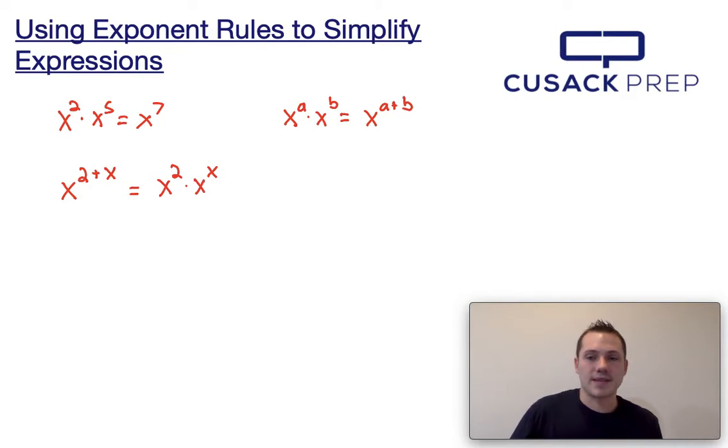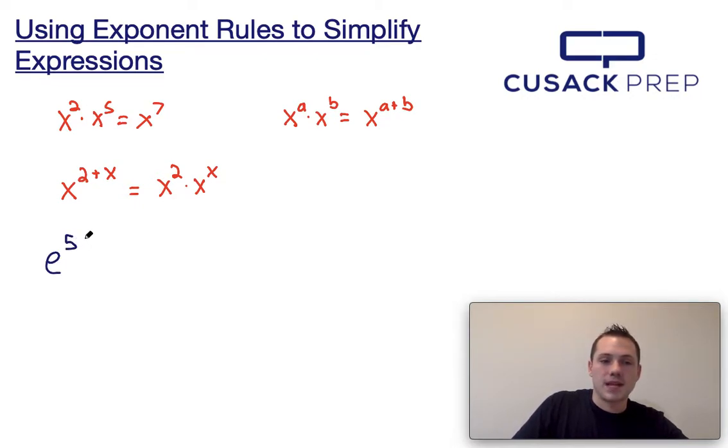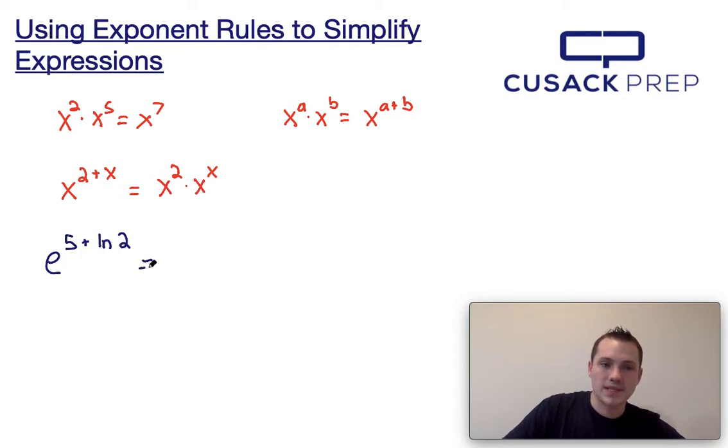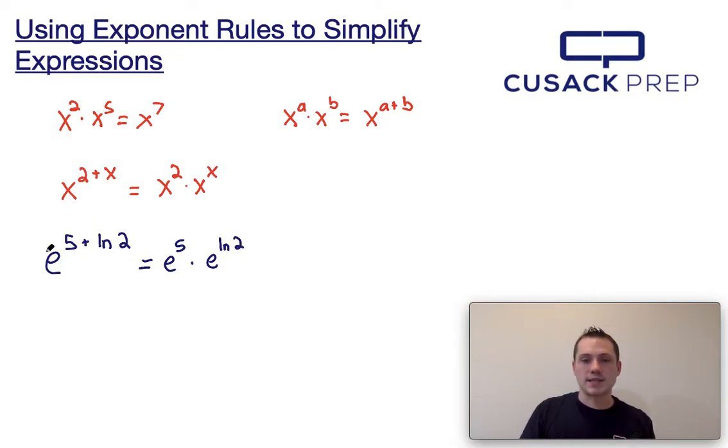So let's take a look at another example where you may find this a little bit more helpful. So let's say we had something like e to the fifth plus ln of, let's say, 2. So let's see if we can make this any simpler by splitting it up. Well, what we can start by doing is turning this into e to the fifth times e to the ln of 2, because we know that that's allowed, because adding the exponents is the same as multiplying the base. If you want to check, just verify that you can go from here over to here.